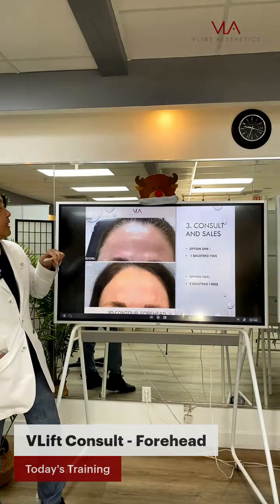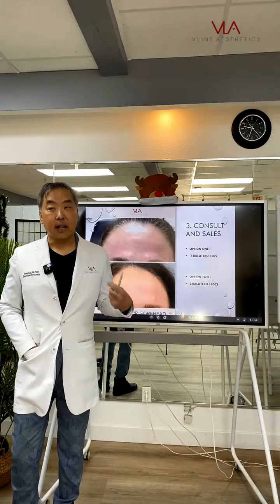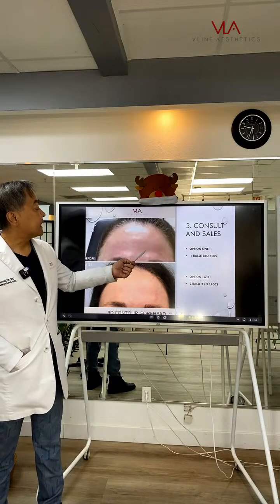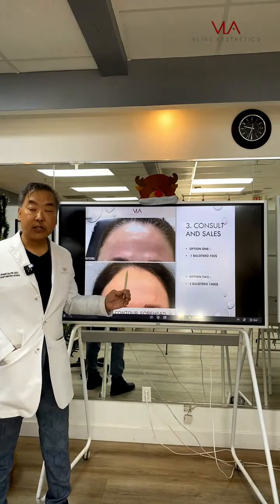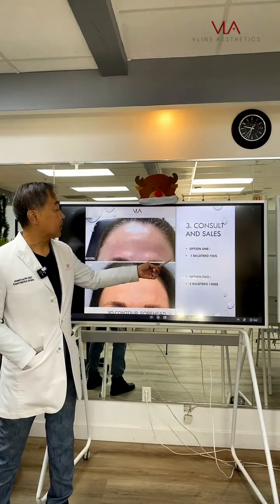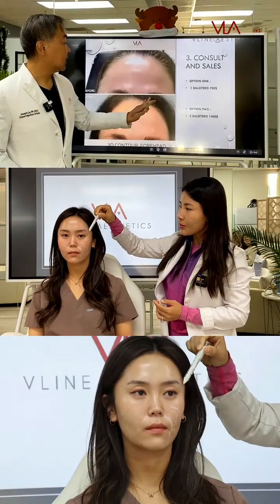And number three, consult and sales. We like to, for beginners, use very soft product like Volbella or Belotero. And you could pretty much place 1 cc of the product in most patients into this region right there and a little bit in the upper temple. And that'll give you a really nice full rounded look. And how much does it cost? Well, each vial comes about 700. You could do 2 vials, that's 1400. Patient could get a discount.